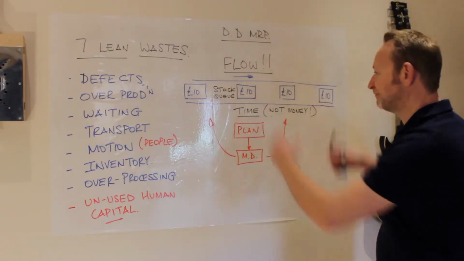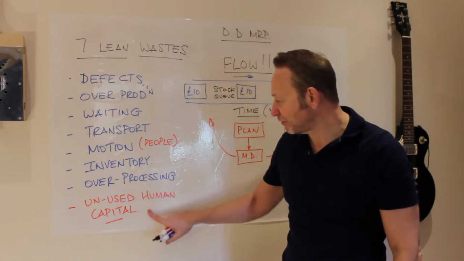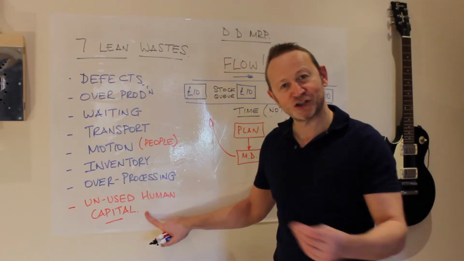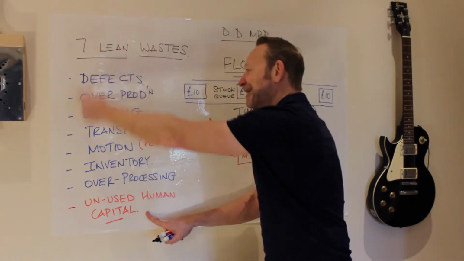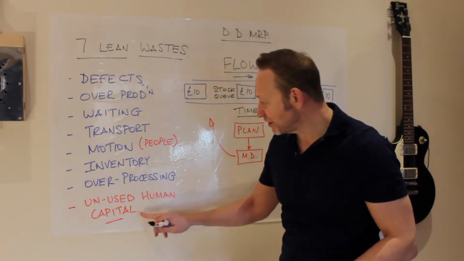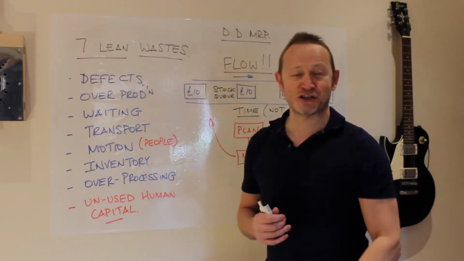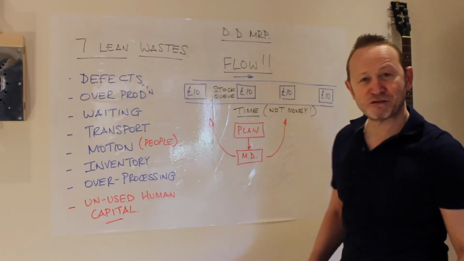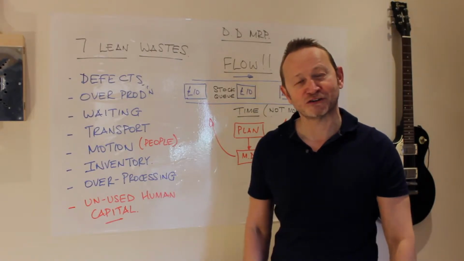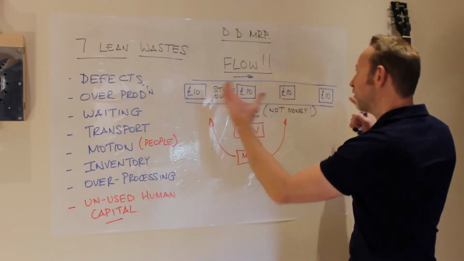Well, what does that do to flow? Doesn't do anything. Don't get me wrong, it's a waste. You should be using your people to get rid of these 7 wastes. So maybe having it on the list is a reminder for you to use your people properly. But actually, does it affect flow? Absolutely not. So these 7 wastes are about flow.